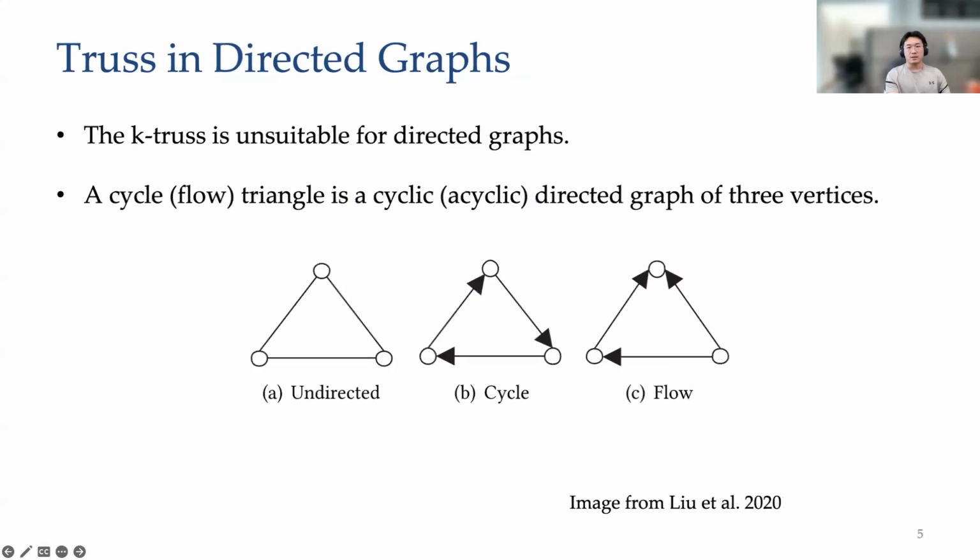A cycle triangle is a cyclic directed graph of three vertices. We can find a hub vertex in a flow triangle, where the other two vertices always point to it, while we cannot distinguish such a vertex out of three vertices which are connected cyclically.